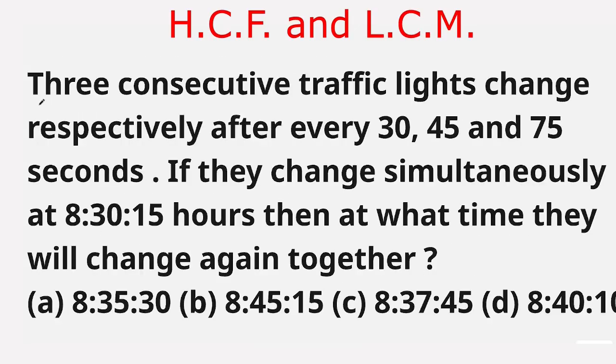Our question is, 3 consecutive traffic lights change respectively after every 30, 45 and 75 seconds. If they change simultaneously at 8:30:15 hours, it means that 8 hours 30 minutes and 15 seconds, then at what time they will change again together?